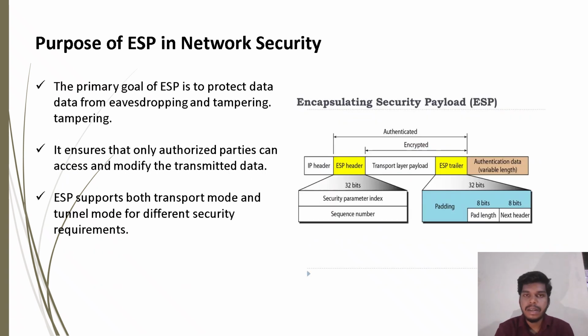Purpose of ESP in network security. The primary goal of ESP is to protect the data from eavesdropping and tampering. It ensures that only authorized parties can access and modify the transmitted data. ESP supports both transport mode and tunnel mode for different security requirements.